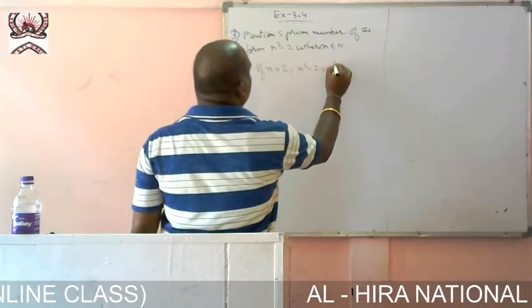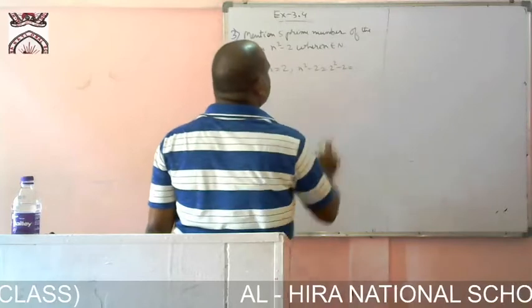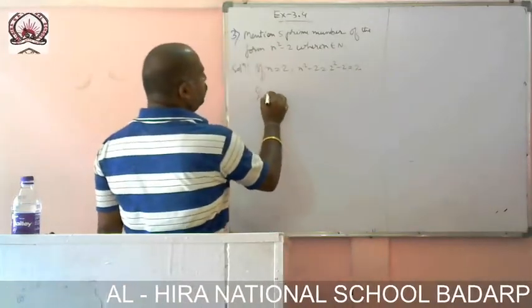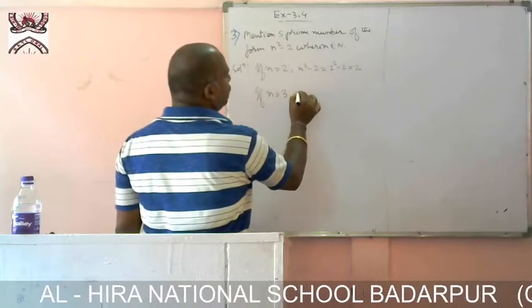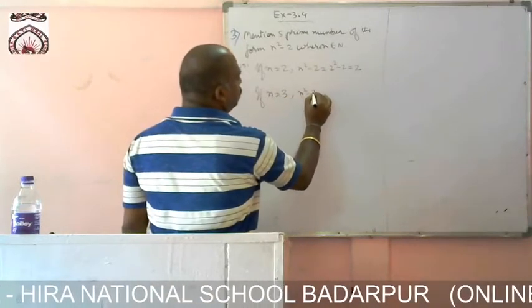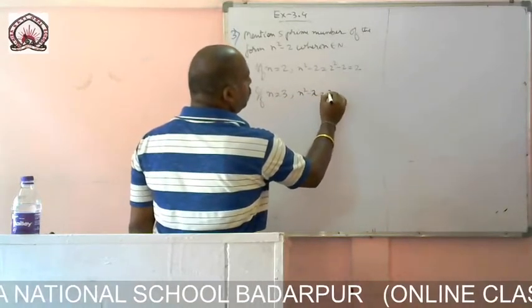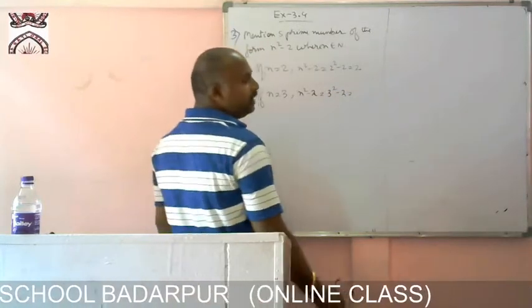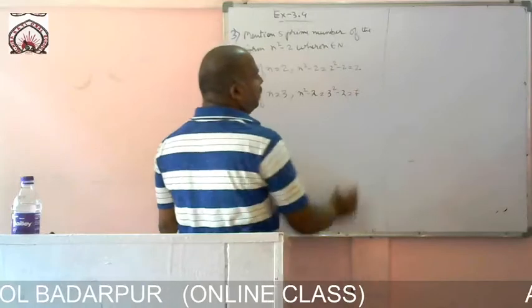2 square minus 2, we are getting 4. Now again we put n equal to 3. Next, n square minus 2 equals 3 square minus 2. 3 square is 9, 9 minus 2, we are getting 7.